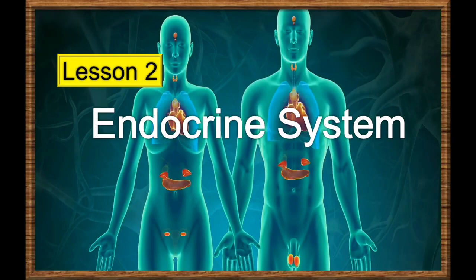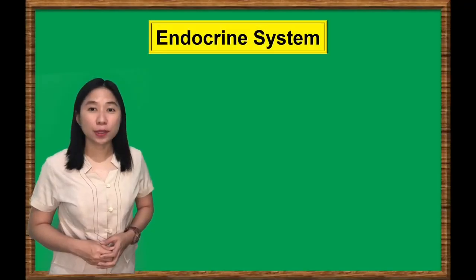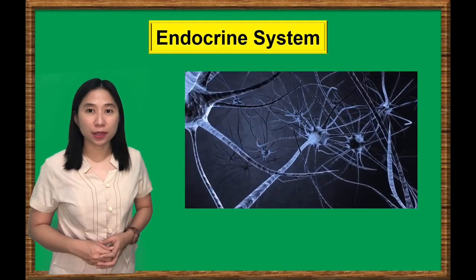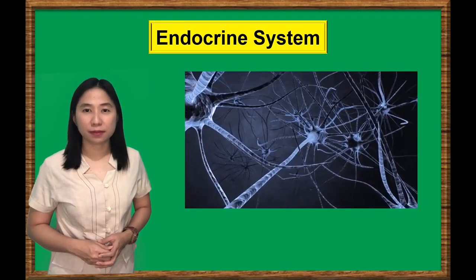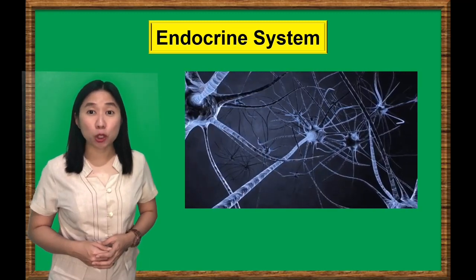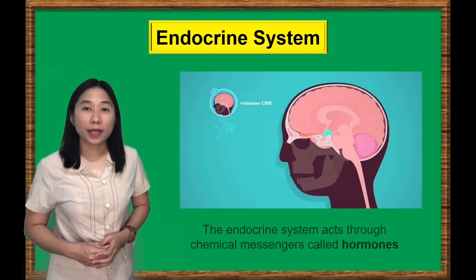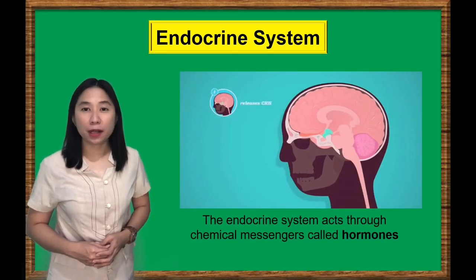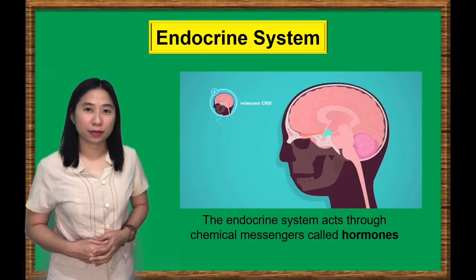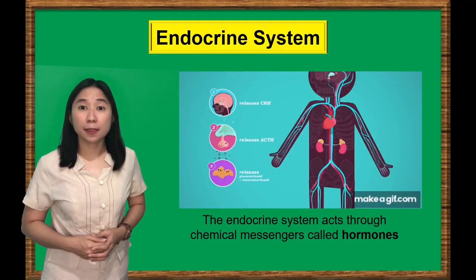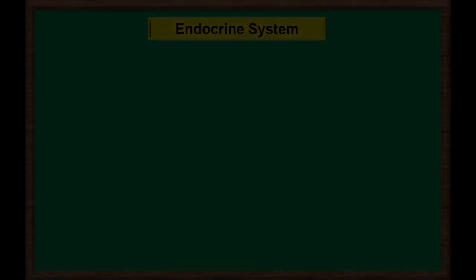Lesson 2: Endocrine System. The nervous system controls and acts on everything you do through electrical impulses and neurotransmitters. And the effect is in short duration, or in just seconds, while the endocrine system acts through chemical messengers called hormones. The effect of these hormones in our body may take minutes, hours, or even weeks.